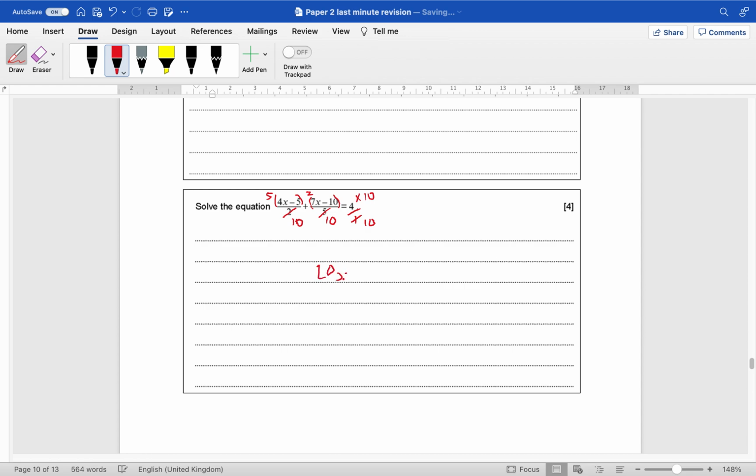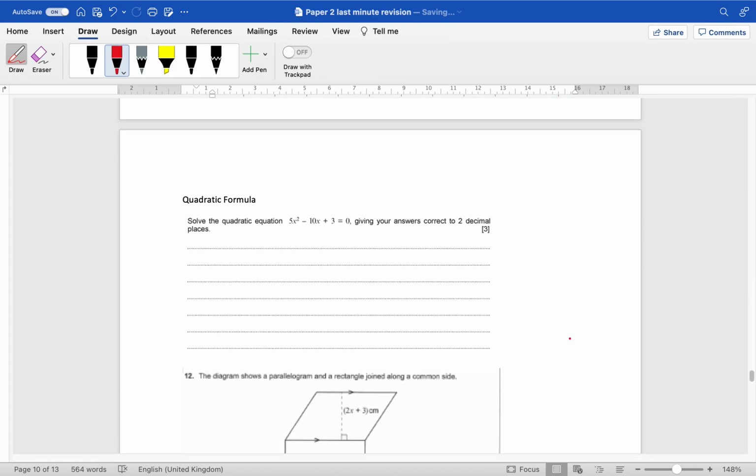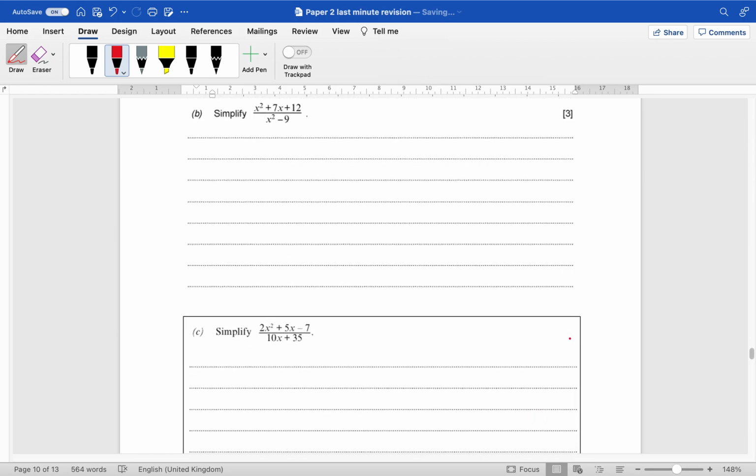Get 20x minus 25 plus, which is in the middle there, 2 times 7x, 14x minus 20 equals 4 times 10, which is 40. So 34x minus 45 equals 40. This is a linear, not quadratic, so it's letters one side, numbers the other. So x is 85 over 34, and unlike non-calculator, where I would probably tell you to leave that, dump that in your calculator. I'm pretty sure it's 2.5. You can check for me because I haven't got my calculator here. So factorising could crop up like that.